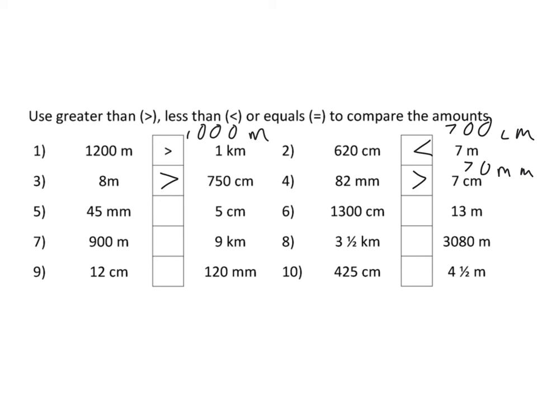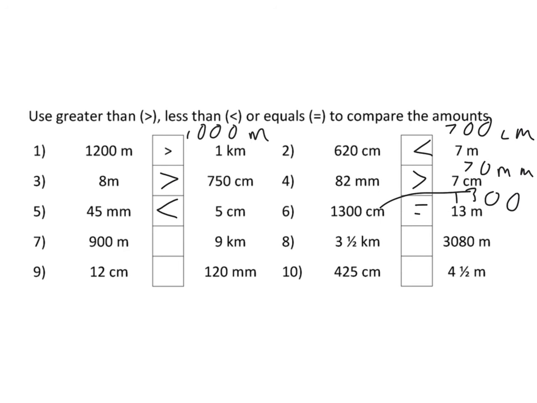Okay, so now I would like you to pause the video because I would like you to complete the remaining examples on your own in your jotters. Okay, good luck. So 45 millimetres, so the 5 centimetres represents 50, so 45 is less than 50. 1300 centimetres, is it less than or equal to 13 metres, okay? So this is quite a tricky one, you really need to think about it. So there's 100 centimetres in a metre, so 13 metres, if you multiply 13 by 100, you multiply it by 10, you add on a 0, multiply it by 100, you add on 2 zeros. So these two are the same, okay?